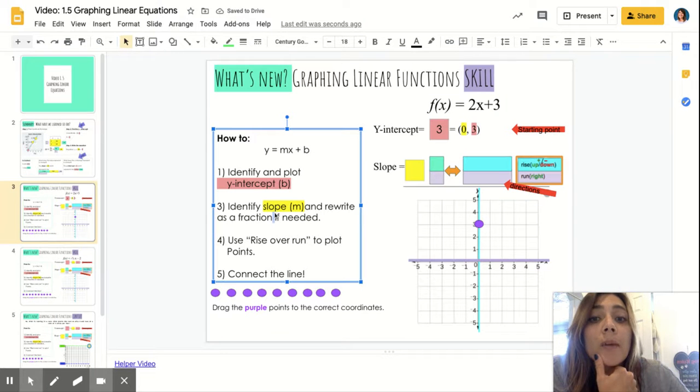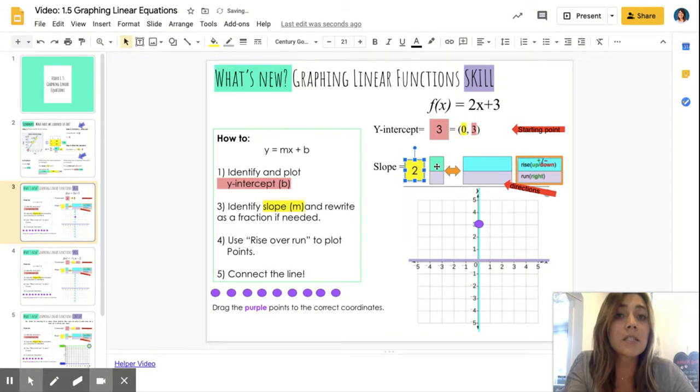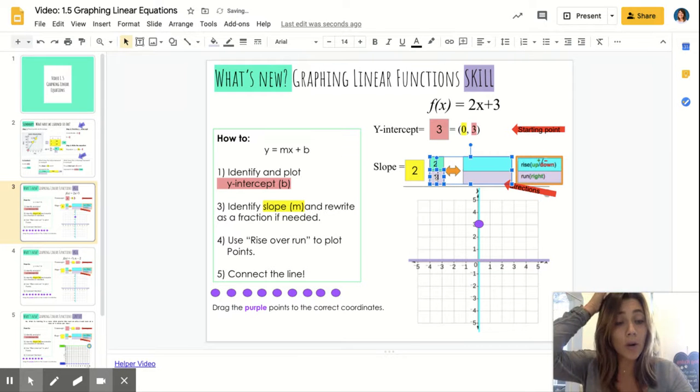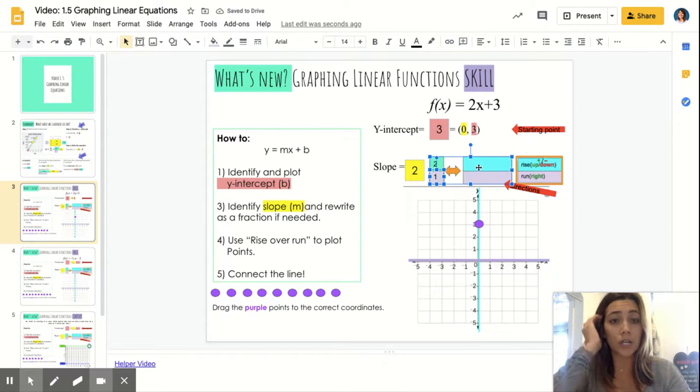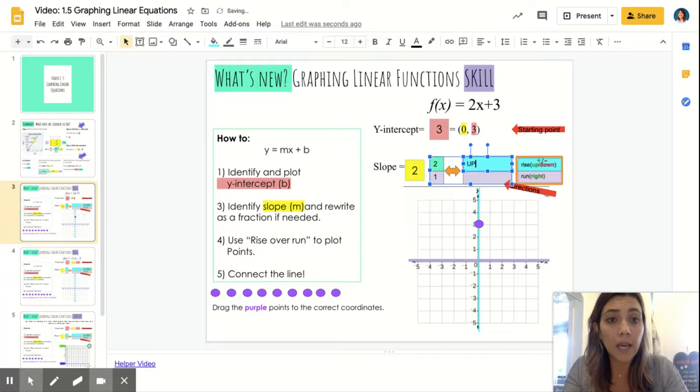Now identify my slope and rewrite it as a fraction. So my slope is 2 because that's with the x. But since this is a whole number, that would mean my slope is 2 over 1. Now what's really important about this is that it tells me the direction. We did this a while ago, back in 1.2, so let's recap it. If my top number is positive, that means I'm moving up 2. My bottom number, no matter what, is always going to go right.